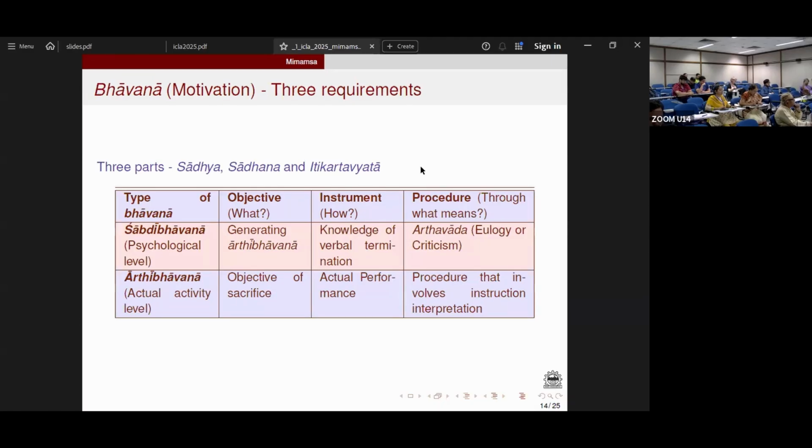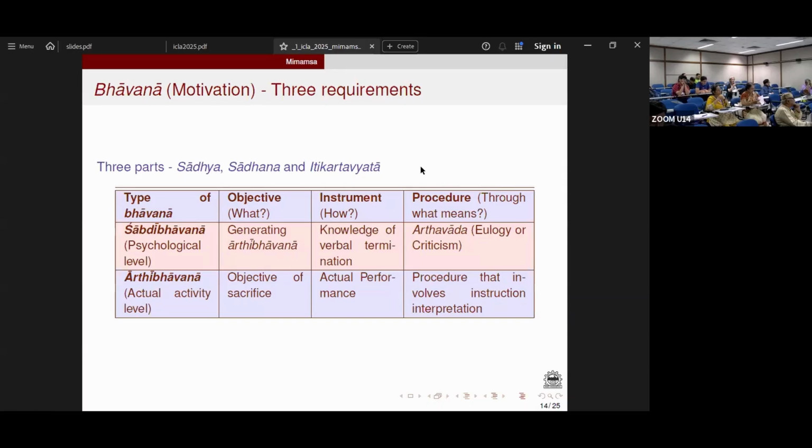So that Shabdi Bhavana, for everyone to understand the motivation to do something, there are three parts, as he said. Okay, so we talk about the objective, the instrument, and the procedure. So sadhya, sadhana, and iti kartavyata. Sadhya basically means what is to be achieved, the result that is to be obtained. Sadhana is the means, the instrument to be used for that. Third is iti kartavyata, that is the procedure. This is how it is to be done. Iti kartavyata basically means this is how it is to be performed. Okay, so the rules for how it should be done.